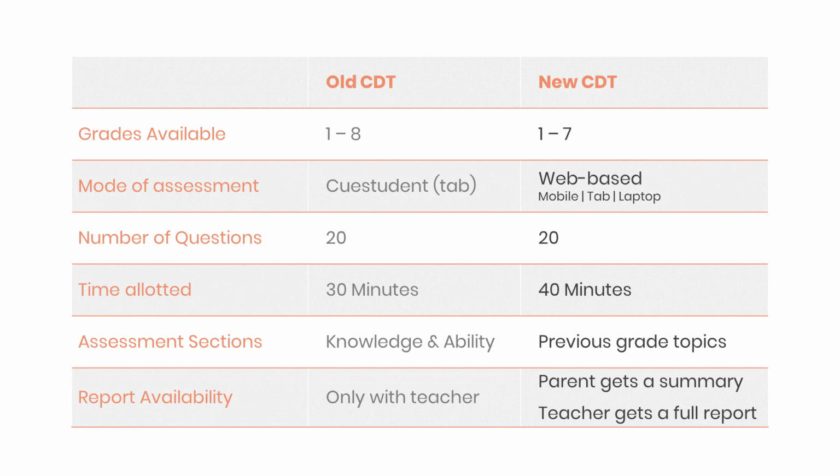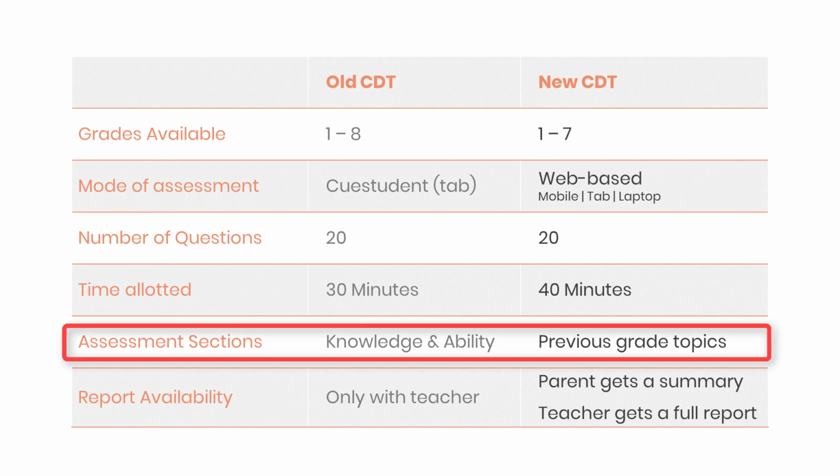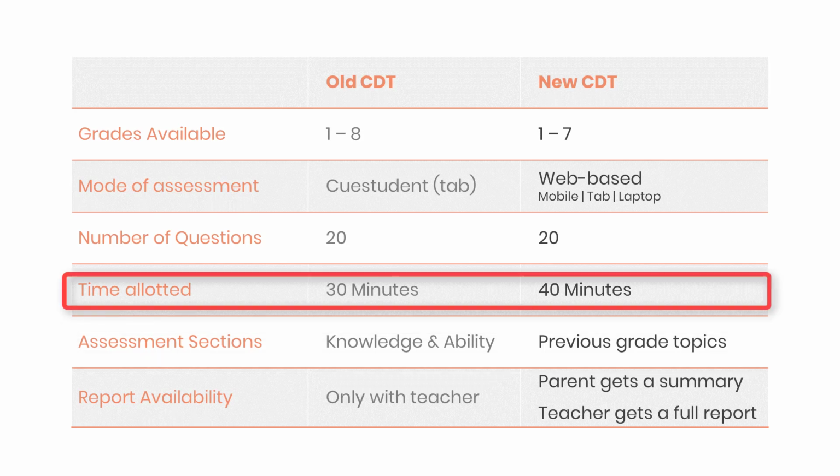However, unlike the previous version which splits the questions into knowledge and ability sections, the new version of CDT will base the questions on 5 different concepts from the previous grade of the child. Though the new CDT offers a higher amount of time, the expectation is that the students should complete this assessment in 20 to 25 minutes.